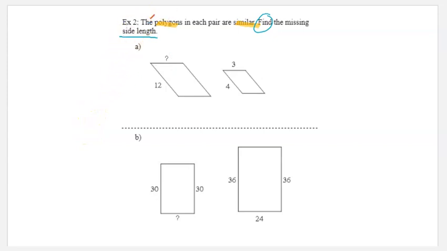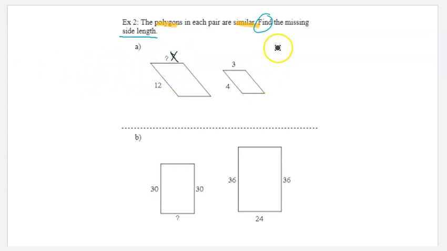So I need to be taking that assumption that similar figures have proportional sides, and I want to still set up these sides in a ratio, being consistent. However, with my unknown side, I will replace it with a variable.